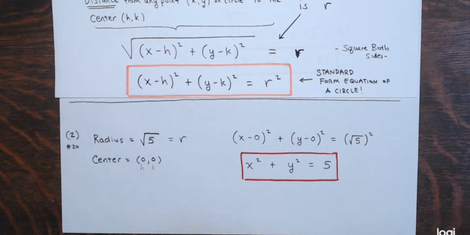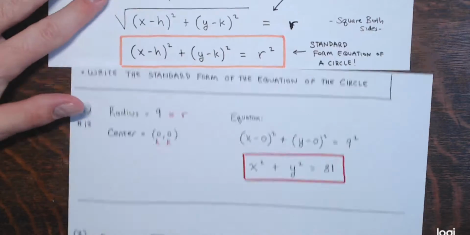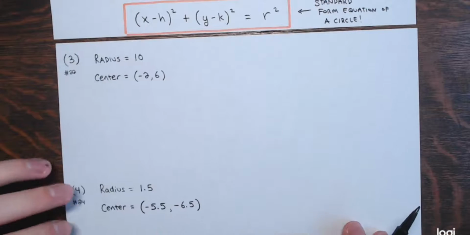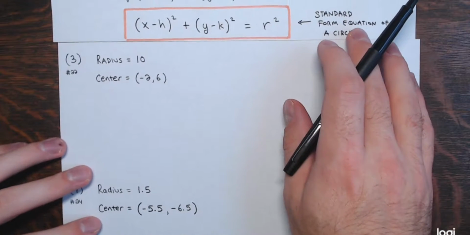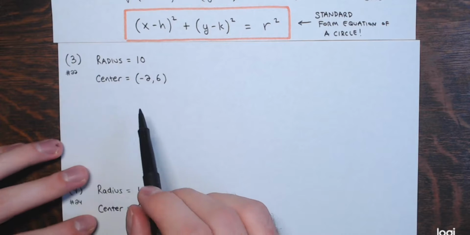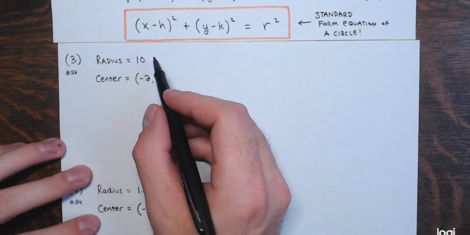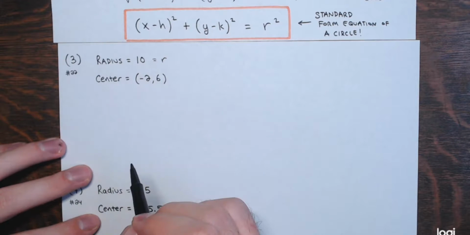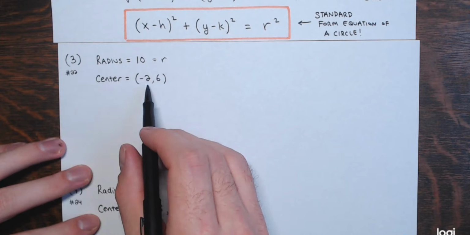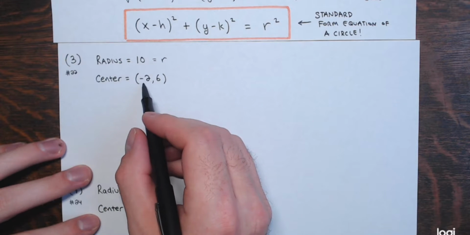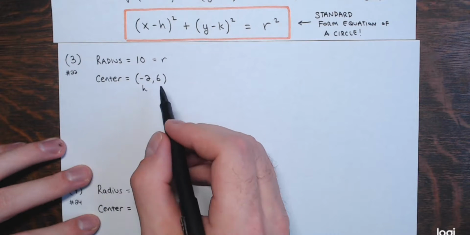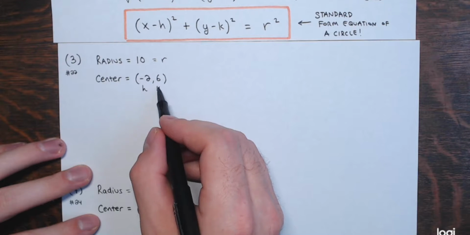All right. Next question. So again, I'll keep the standard form equation of a circle up. And again, we're given a pretty easy problem here. We're given, in number 3, exercise 22 of the text, we're given the radius, which will be r, and we're given the center.